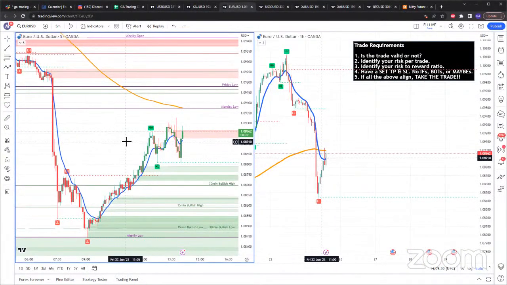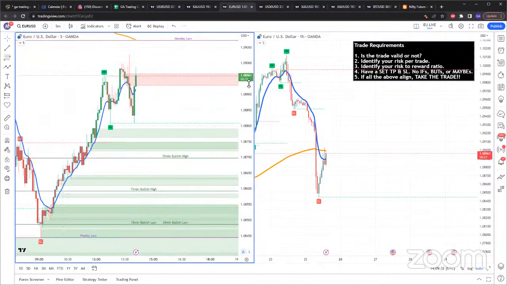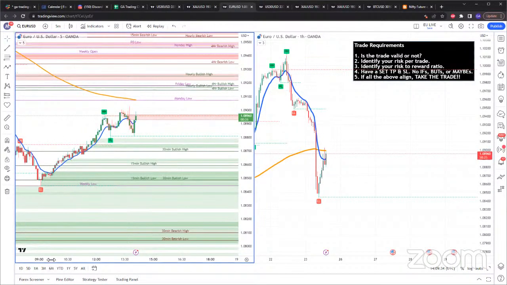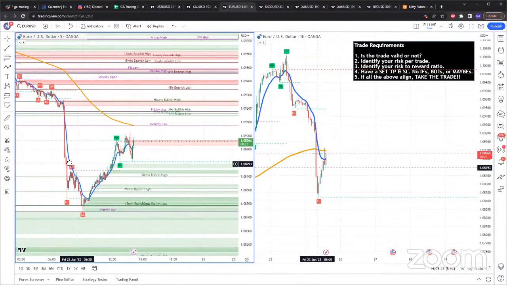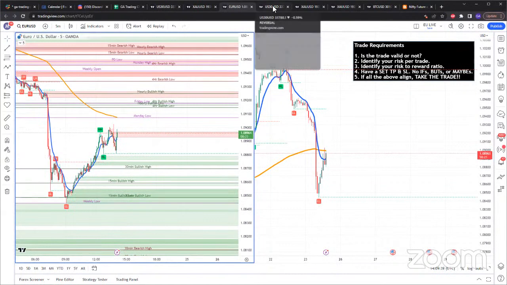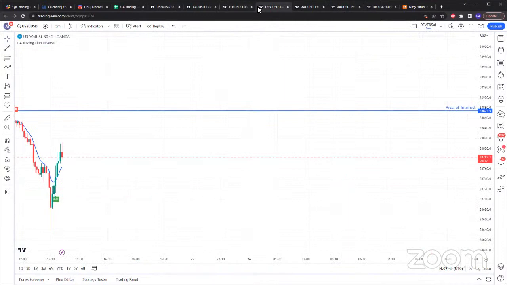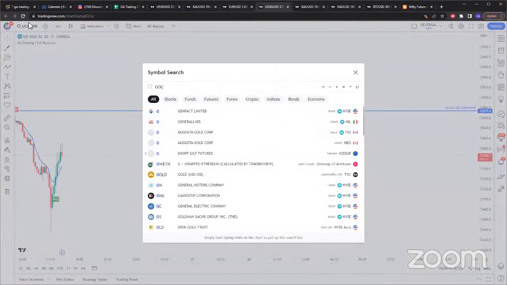EU as well. So nothing really on EU. I missed the trades on EU yesterday. And for this, I was about to mark up a reversal on gold. So this reversal on gold right here.